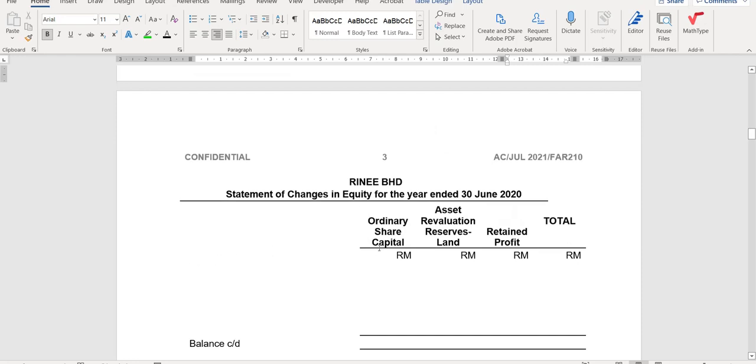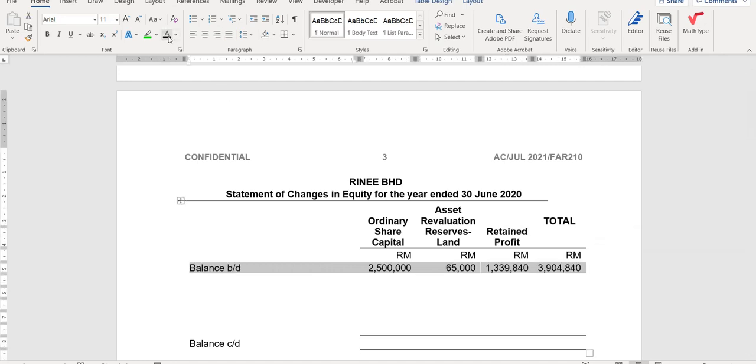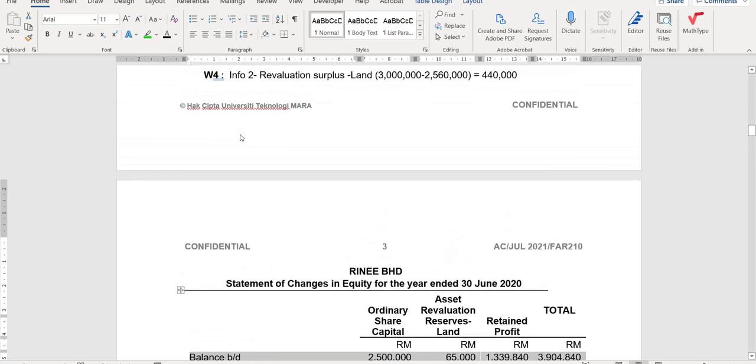So let's start. There are altogether, you can see here, three items. One is ordinary share capital, and then you have retained profit and your asset revaluation reserve. I also include a total column. So what you will do is you are going to first put the balance at the beginning of the year. You're going to take that from your trial balance.